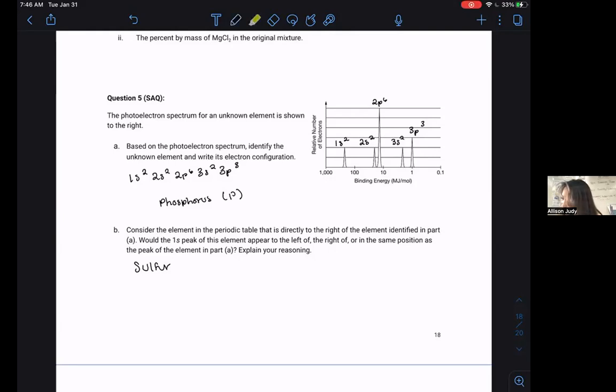So what we're going to do is just home in on the 1s. I'm going to say to myself, well, 1s is at a high binding energy because it's super, super close to the nucleus, which means the 1s orbital electrons are always going to be the hardest to eject, which means they're going to have the greatest binding energy, which means they're going to be more to the left according to this photoelectron spectrum, where our x-axis decreases as we go to the right.